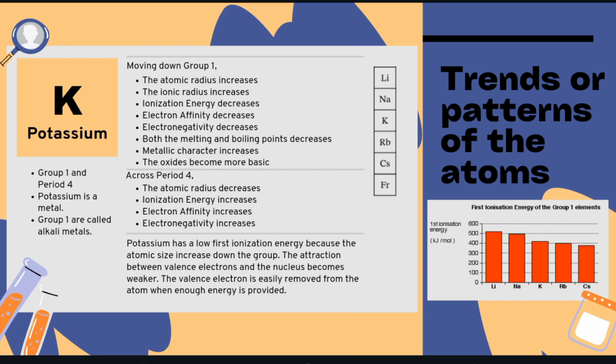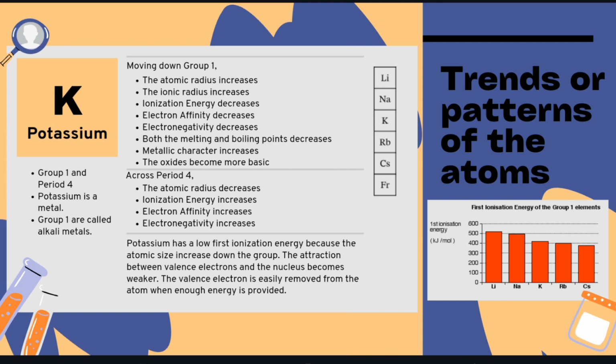As we move down group 1, the trends are: the atomic radius increases, the ionic radius increases, ionization energy decreases, electron affinity decreases, electronegativity decreases, both the melting and boiling points decrease, metallic character increases, and the oxides become more basic. While across period 4, the trends are: the atomic radius decreases, ionization energy increases, electron affinity increases, and electronegativity increases.